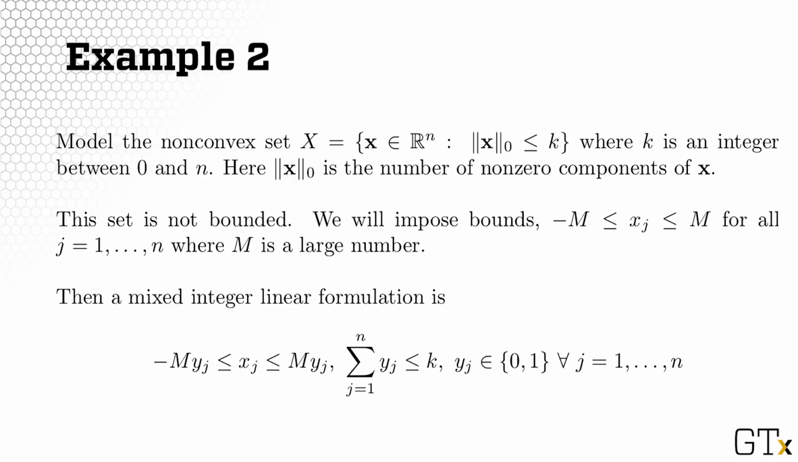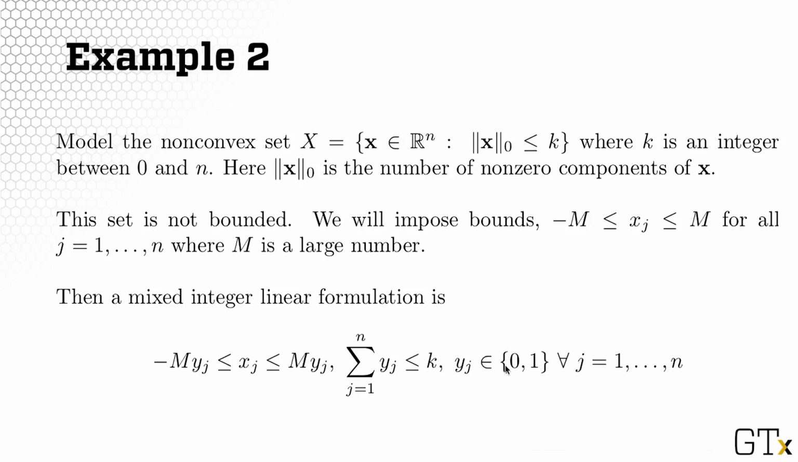Now notice that this set is not bounded. So we are going to impose some bounds. We are only interested in the components xj which are between some numbers minus M and plus M, where M is a large number. So now we can write down a mixed integer linear programming formulation. We just write xj is greater than or equal to minus M times yj, and xj is less than or equal to M times yj. yj is a switch, a binary variable, which turns on which component is allowed to be non-zero. And of course, we can only allow k of them to be non-zero. That's what this constraint tells us. And if you just stare at it for a minute, you'll realize that this is a right formulation for the problem at hand.